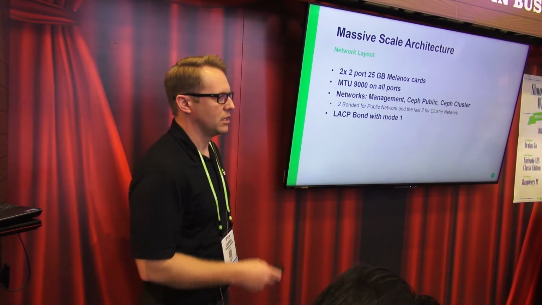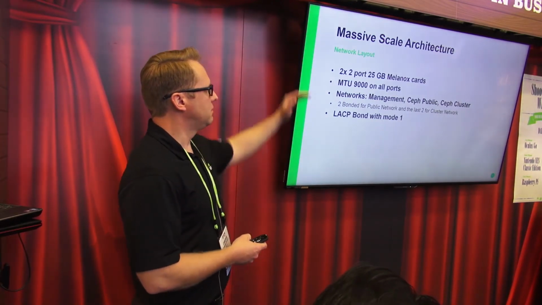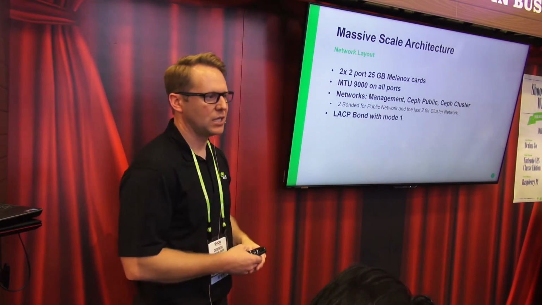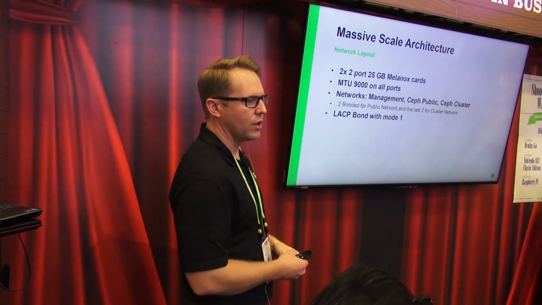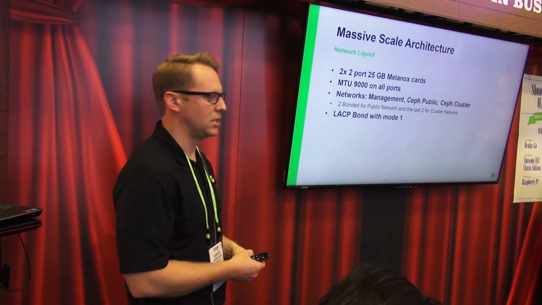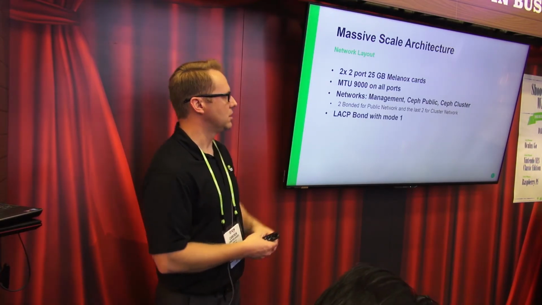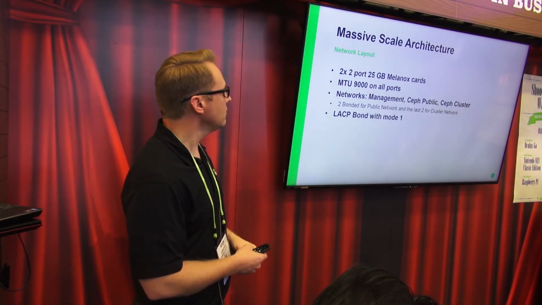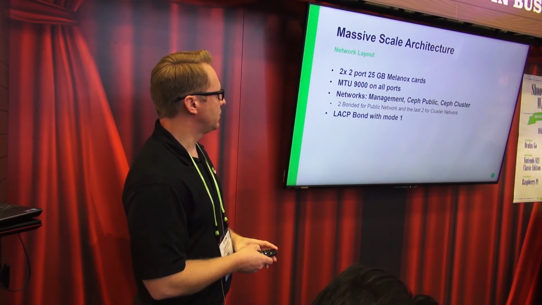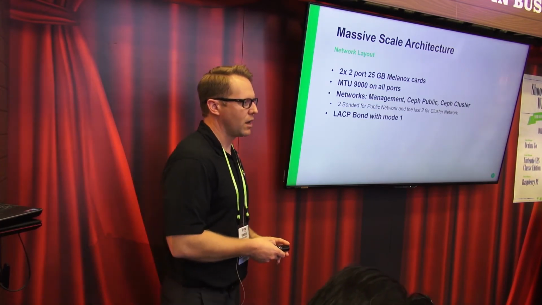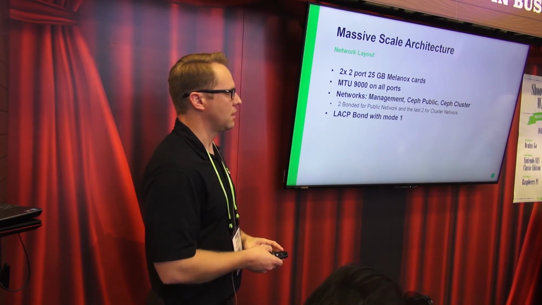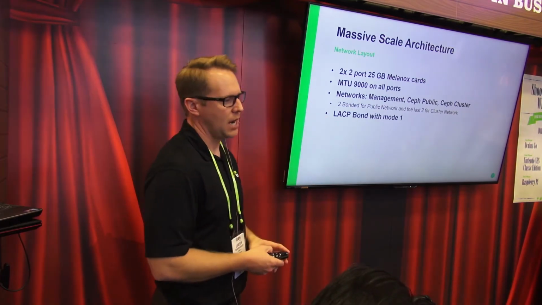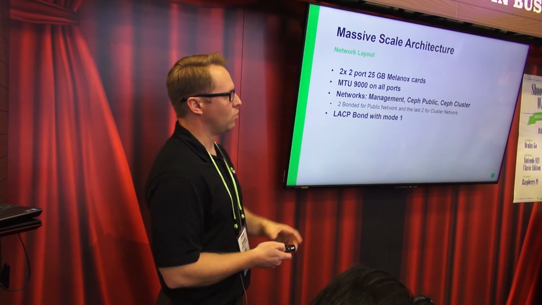Some of the network layout that you really need to consider: if you're buying new hardware, don't consider 10 gig anymore. Start considering 25 gig. I mean, the price is low enough now that it just doesn't make sense to do 10 gig anymore. Make sure you're setting your MTU to 9,000 on all of your nodes and all ports. With SUSE Enterprise Storage, we typically have a management network that'll tie into your hardware, and then we have our Ceph public and Ceph cluster networks. So we'll have 2 pairs of bonds for our 25 gig backend, and then usually in mode 1 for LACP.